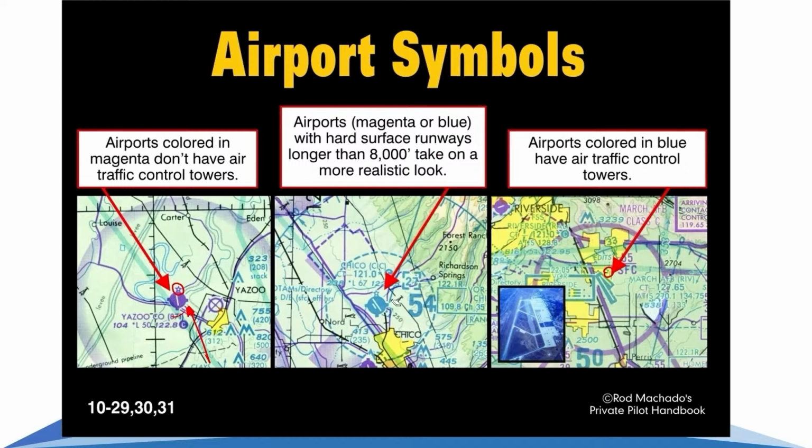Anything that's greater than 8,000 feet will actually look more realistic on the representation. So something like this over here, March Air Force Base, which does have 8,000 feet or greater, that is what it will look like instead of the circle because it has greater than 8,000 feet. Okay. And it's blue, or what we would say that cyan color. So it does also have an operating control tower.